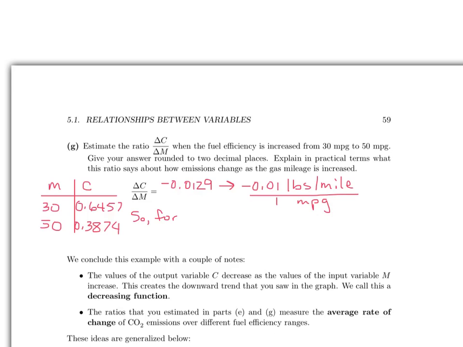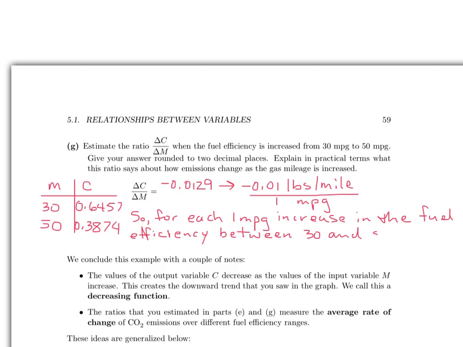So for each 1 mile per gallon increase in the fuel efficiency, between 30 and 50 miles per gallon, the emissions decrease by an average of 0.01 pounds per mile.